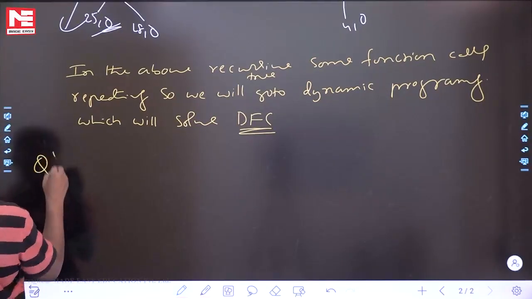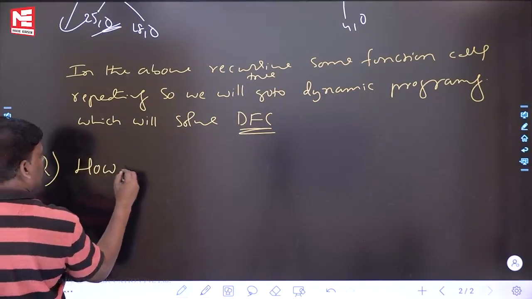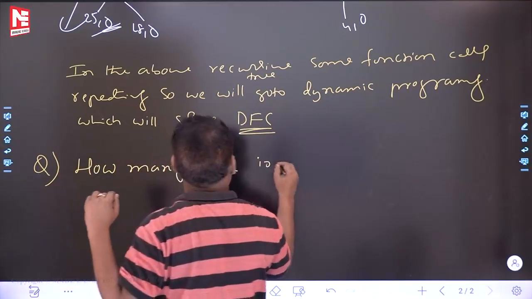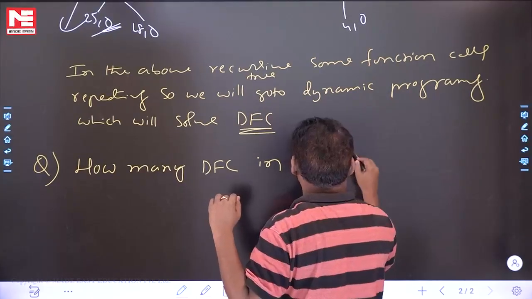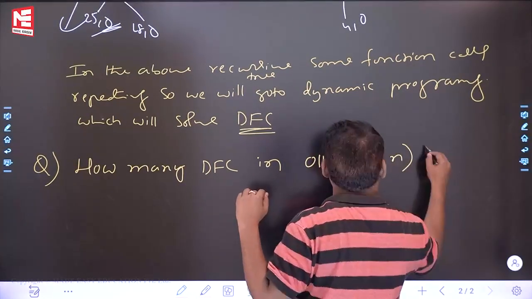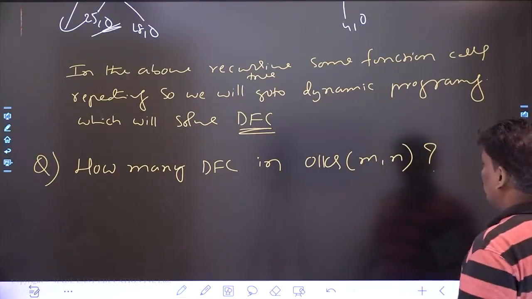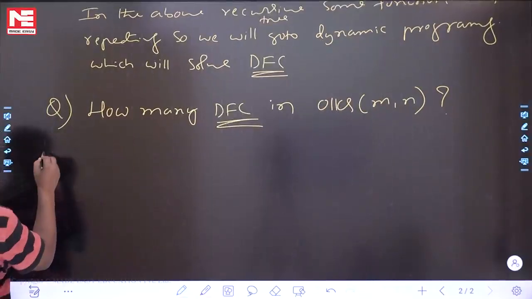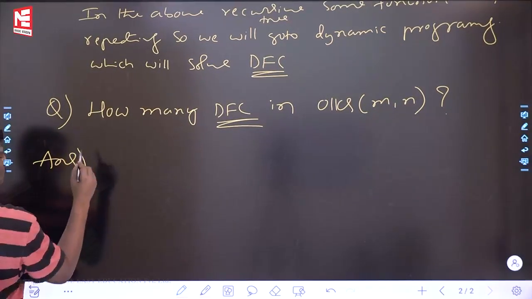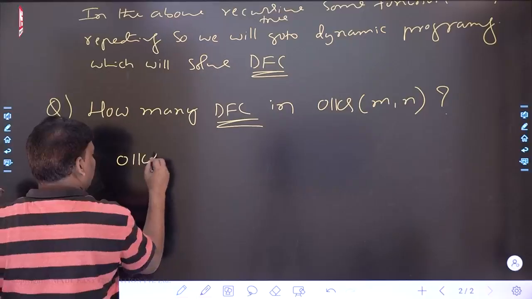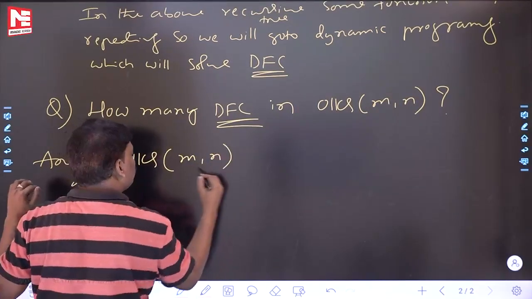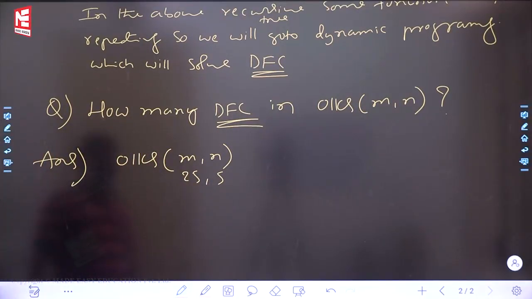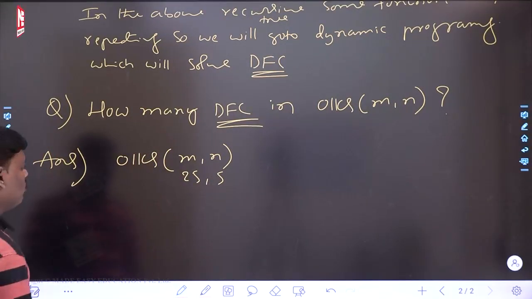See the question here. How many distinct function calls are there in 0/1 knapsack of m comma n? You know, dynamic programming is distinct function calls. See the answer now. 0/1 knapsack of m comma n. Assume that m is 25, n is 5.